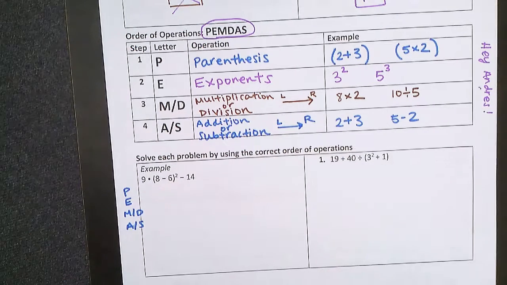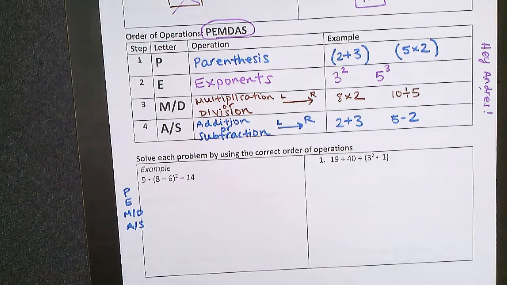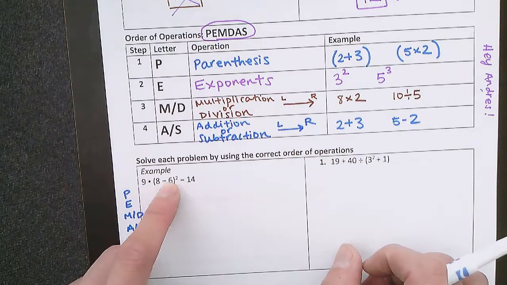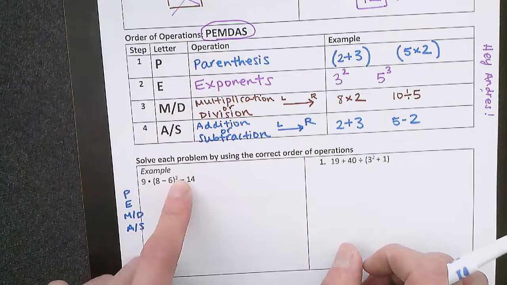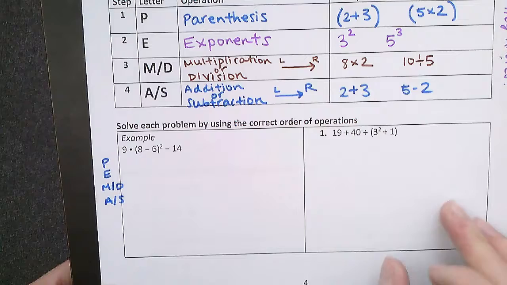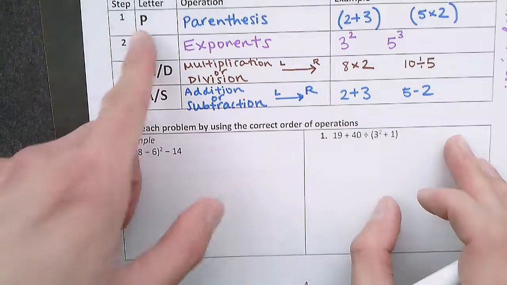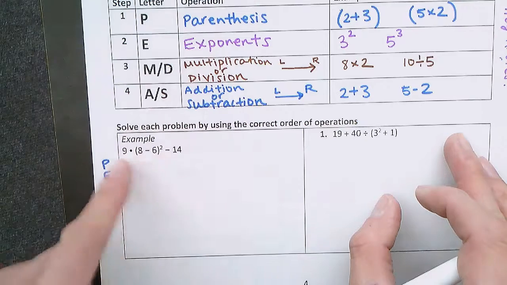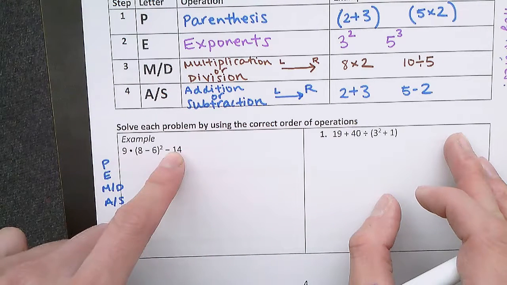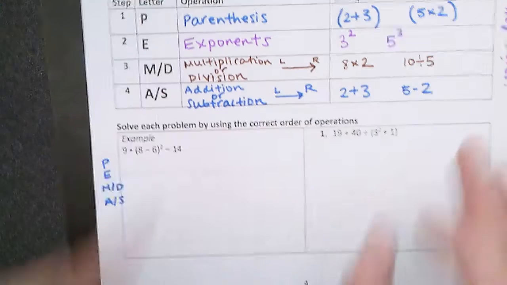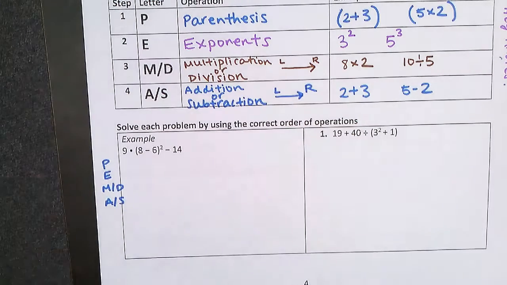And now we can remember that this is the order that we have to go in as we solve this problem. So first, 9 times, and then in parentheses, 8 minus 6 to the second power, minus 14. I'm going to zoom in a little bit more. So first we check. Step 1, letter P, parentheses. Are there any parentheses in this problem? Yes, there are, right here. This 8 minus 6, that's in parentheses. So let's do that first.